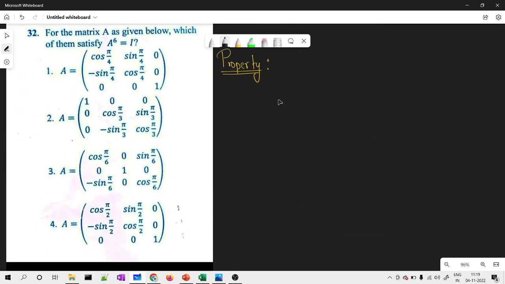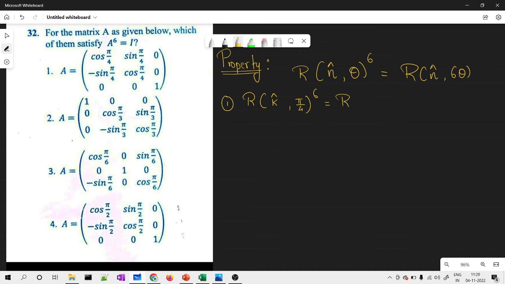So what is the property that we found? If I have a rotation matrix around any axis with an angle theta, and I take the power k, more precisely the power 6, because the question is asking for 6, the answer is going to be R n cap 6 theta. So let us see. The first option is R with axis k, so it is k with pi by 4. If I take the 6th power, it is R k cap 6 pi by 4. Now this 6 pi by 4 is not going to become identity for sure.